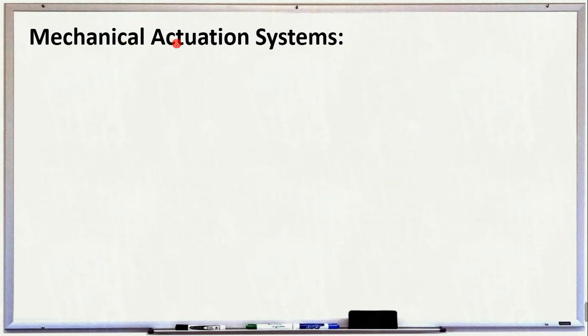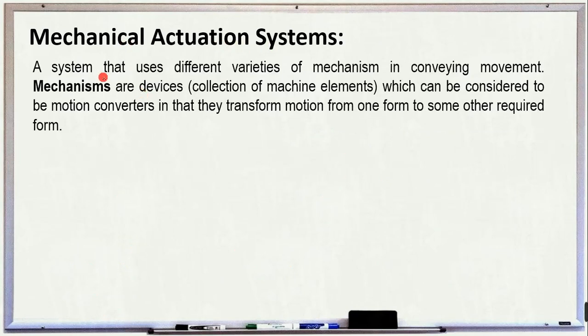Next is mechanical actuation systems. So this is a system that uses different varieties of mechanism in conveying movement. So mechanisms are devices, so these are collection of machine elements which can be considered to be motion converters, in that they transform motion from one form to some other required form. So since ang mechanisms kay comprises of machine elements, so unsa may mga typical examples sa ato ang machine elements.